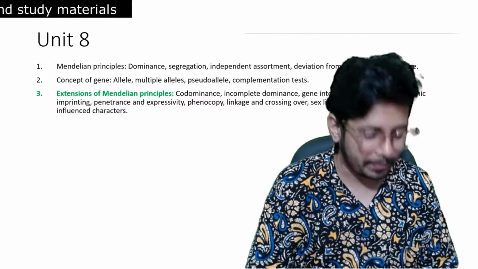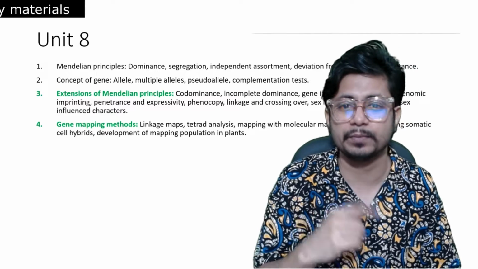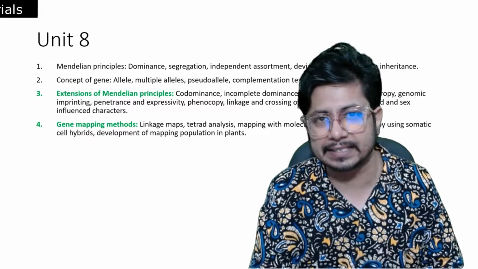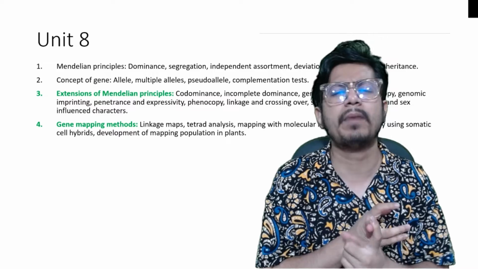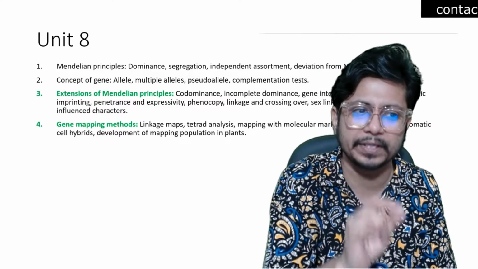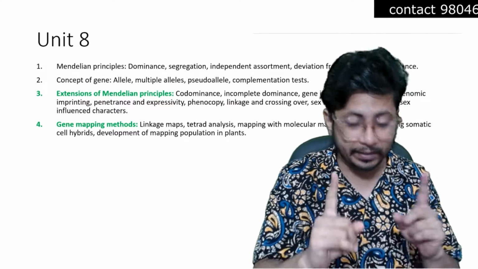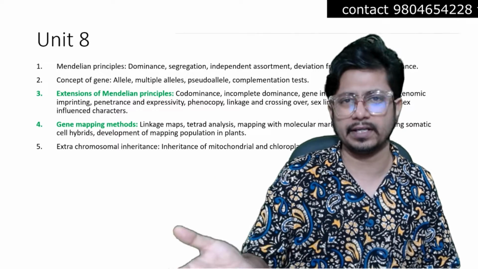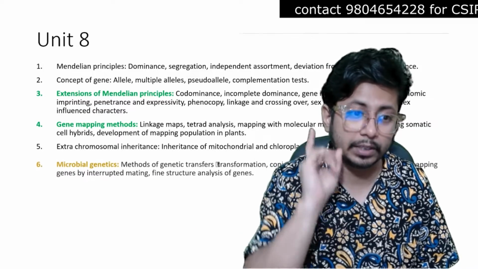All are very important. The next one is gene mapping methods, that is linkage map, tetrad analysis, mapping with molecular markers. CSIR asks questions from this topic in every single examination, be it from linkage map, tetrad analysis, or mapping with molecular markers. They have asked plenty of questions from these topics, so you need to learn gene mapping methods, very important. The next one is extra chromosomal inheritance, not that important.